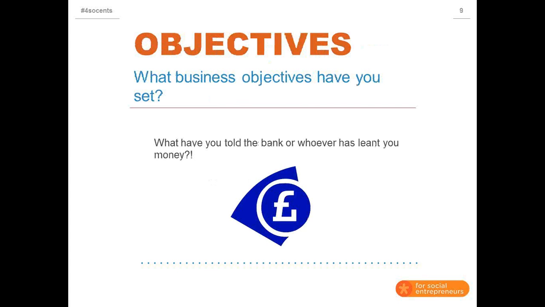So the first one, what business objectives have you set yourself? Well, this is probably what you've told the bank or whoever's lent you money, if you're borrowing money. Or you may be self-funding, which is very likely when you're a social entrepreneur. But even so, you must have a plan for how you're going to make money. Even as a social enterprise, you can't achieve your objectives unless you make money. Profit doesn't need to be a dirty word.